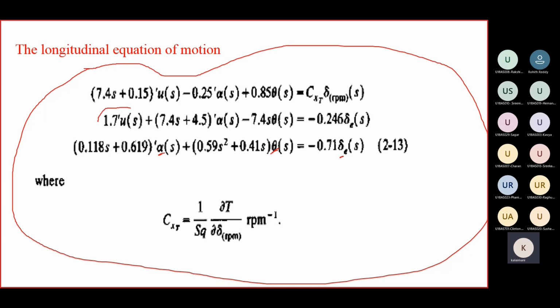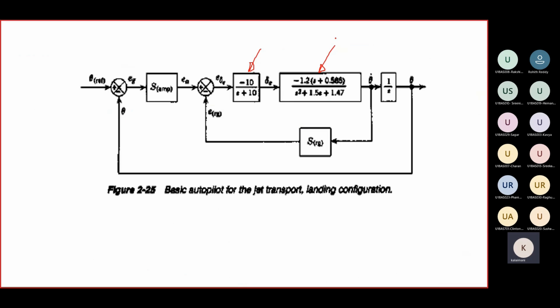Take these two equations, where delta G is your input and theta of S is your output. Then we need to find the ratio of output, which is the pitch angle, to input, which is the elevator deflection angle. So we get the aircraft transfer function for the longitudinal equation of motion.